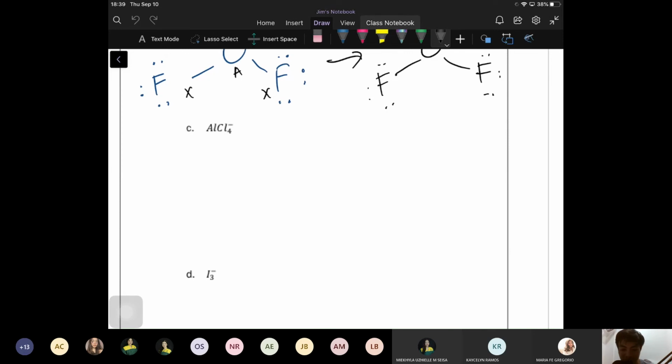AlCl4. Again, metal. Al yan, metal yan. So, ibig sabihin, I will not use the octet rule now. Al. Tapos may apat na Cl. I will draw the valence electrons muna ng Cl. No? Ilan yung valence electron ng Cl? 7.